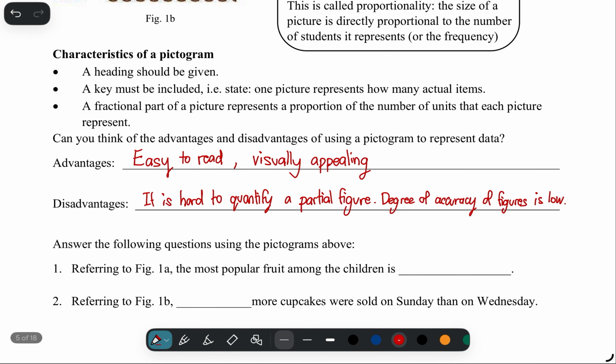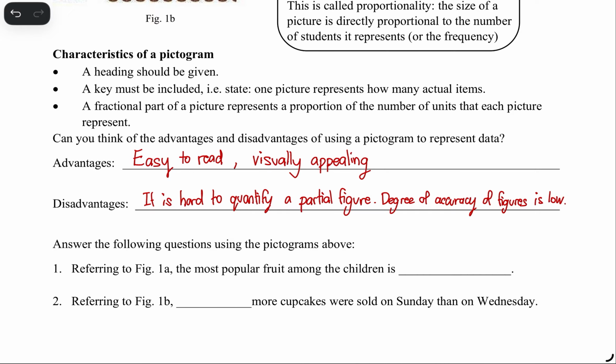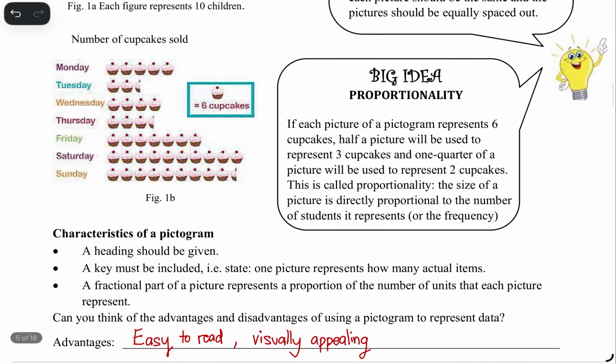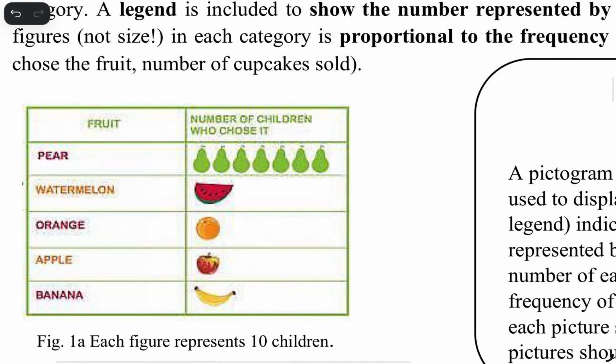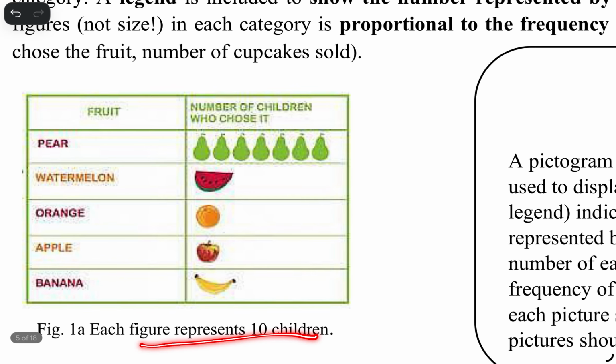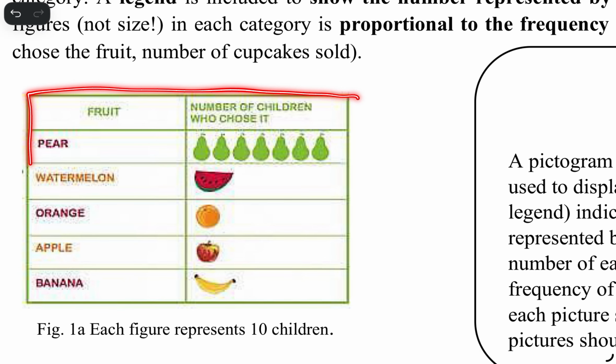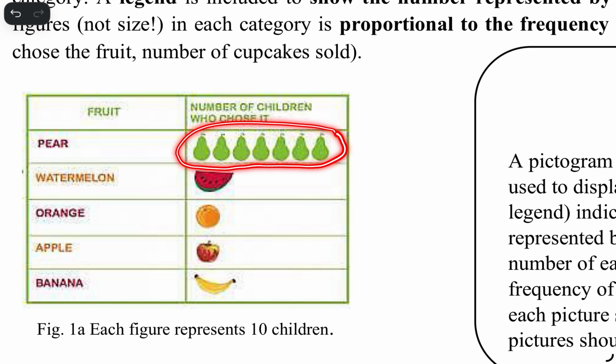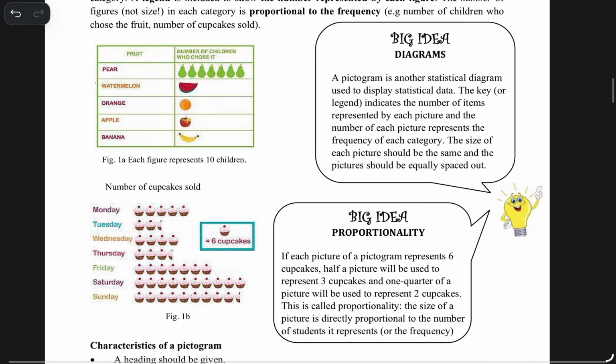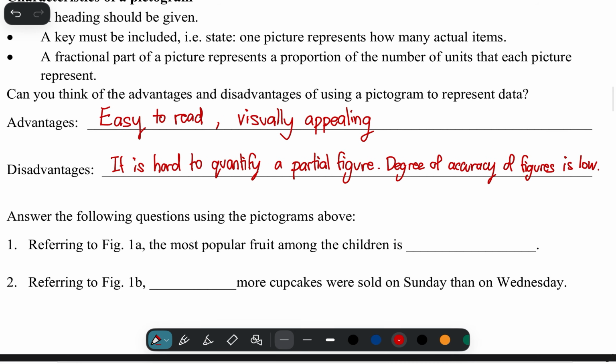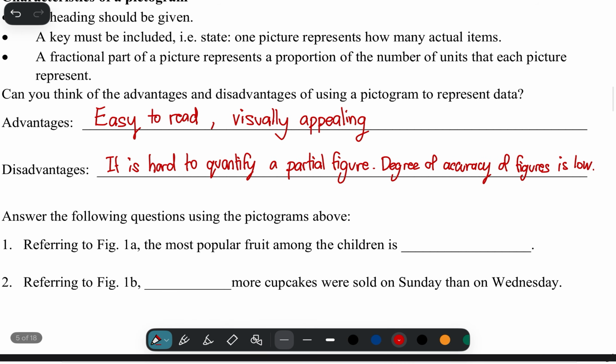So let's answer some very simple questions. From figure 1a, what is the most popular fruit among the children? Let's go back to figure 1a. They tell you that each figure represents 10 children. So I hope you can see very clearly in this diagram here, which one do you think is the most popular fruit? I hope you can see it's the pear, because there are so many pears. There are 7 pears. The rest of the other fruits only have 1 figure. So over here, very simply, for figure 1a, the most popular fruit is simply the pear.